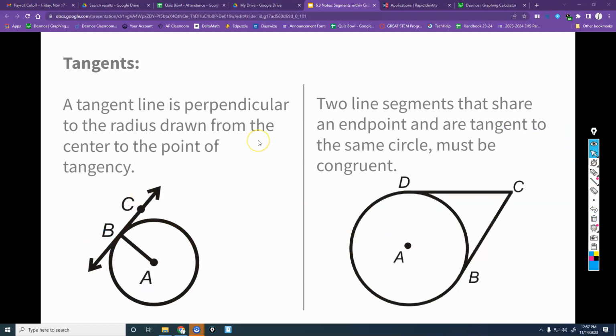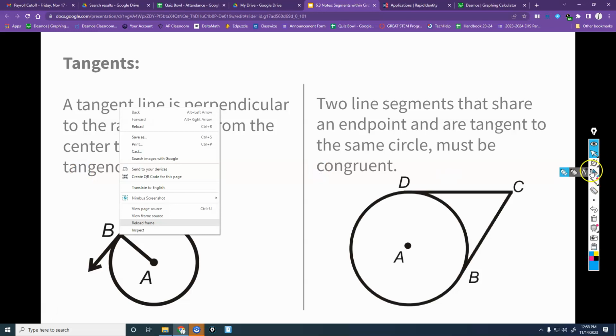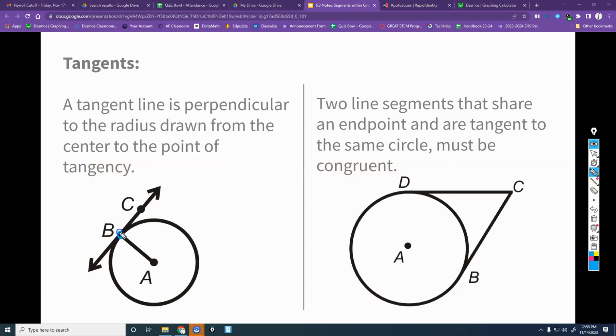All right, here's a couple more properties that we have. A tangent line is perpendicular to the radius drawn from the center to the point of tangency. So a tangent line is that line that just touches the circle at that one point. If we draw a radius to that point of tangency, it will always be perpendicular.